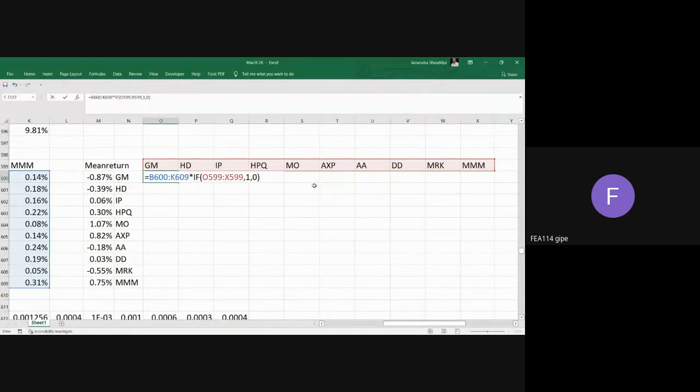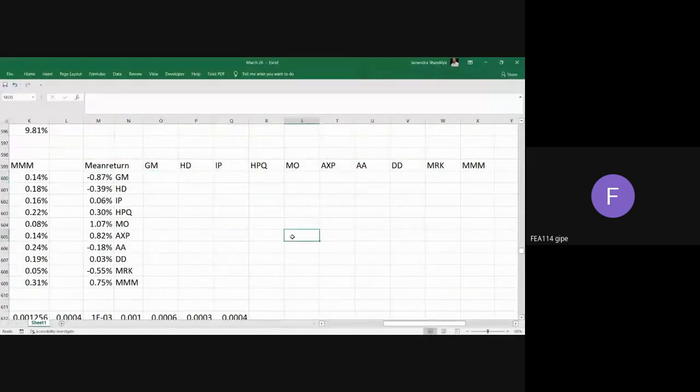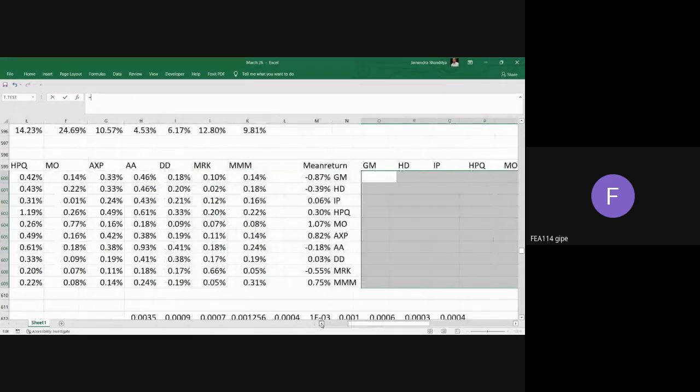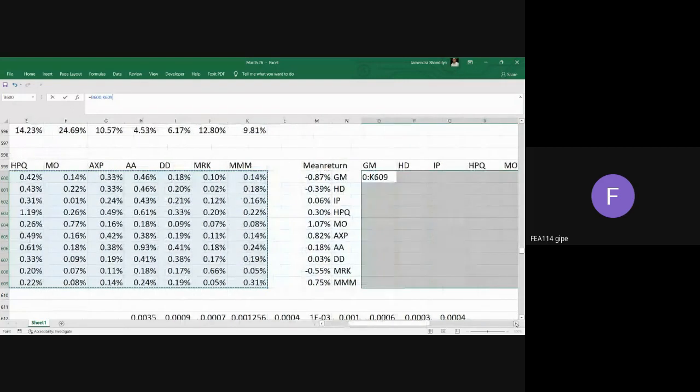Did I do it the right way? Did I select 10 into 10? I think I didn't. Let me come out of this. I need to first select 10 into 10, only then this will give me the result. So I selected a 10 into 10 matrix, and then I have this original matrix. In the shrinkage factor, I shrink this matrix by a factor, and then I calculate another matrix.